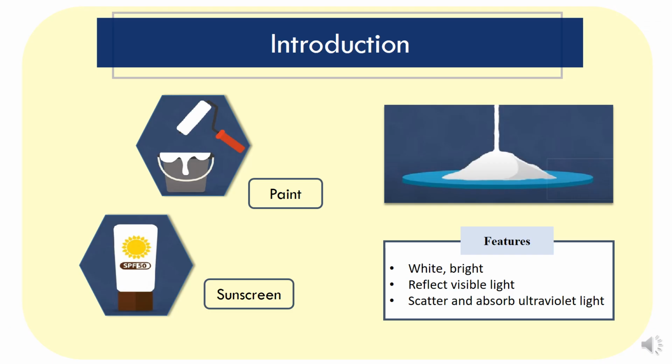So first, for the introduction, think about whether you are painting your wall or using sunscreen. There are chances that titanium dioxide is included. So what is it, where does it come from, and why is it so widely used in our daily life? Titanium dioxide is a fine powder. It is the whitest and brightest pigment. It reflects visible light, and scatters and absorbs UV light.